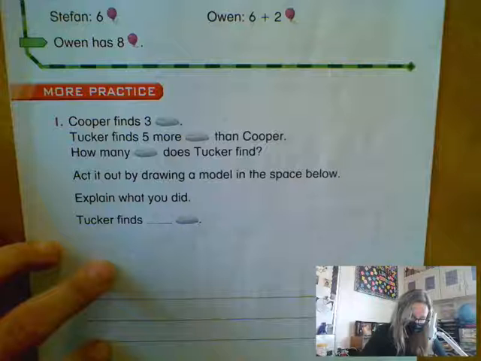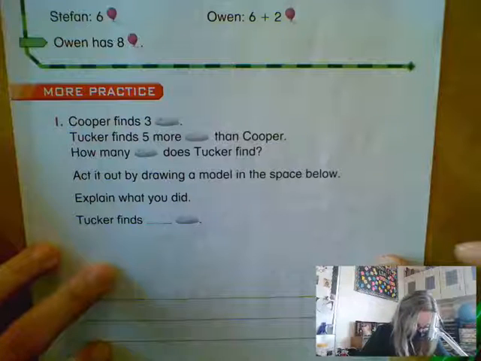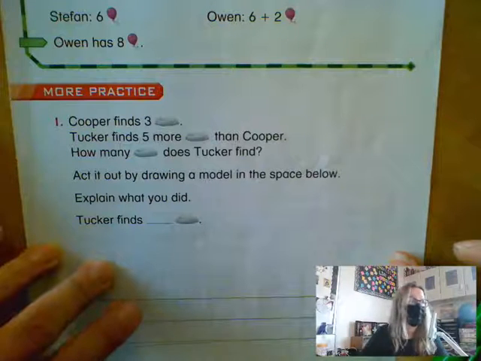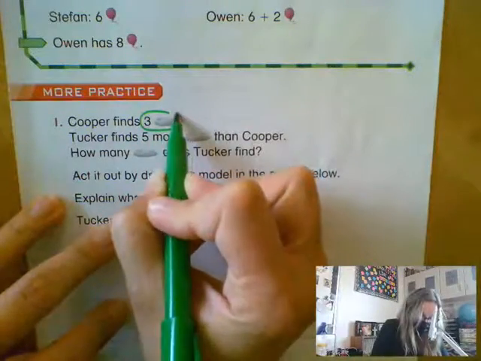Now, it says here that Cooper finds 3 rocks. I think those are rocks. I don't know what else that would be. Does that look like a rock to you guys? Yeah? Okay. So Cooper finds 3 rocks. So go ahead and circle 3 rocks. That's Cooper.